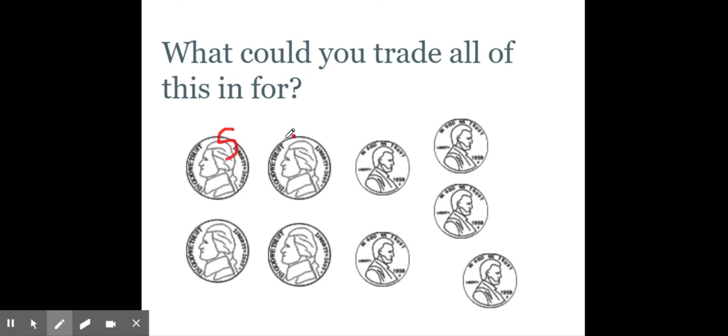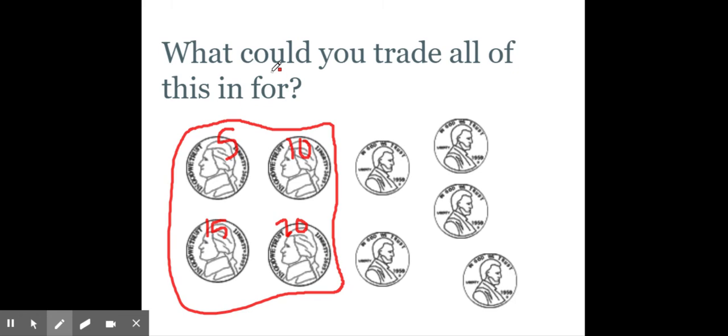So here's 5, 10, 15, 20. So we have 4 nickels, which again, 4 nickels is 20 cents. There's my Z again, apparently. Now I'm going to count my pennies. 1, 2, 3, 4, and 5. I have 5 pennies now.